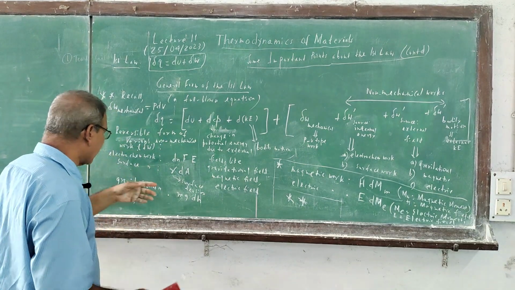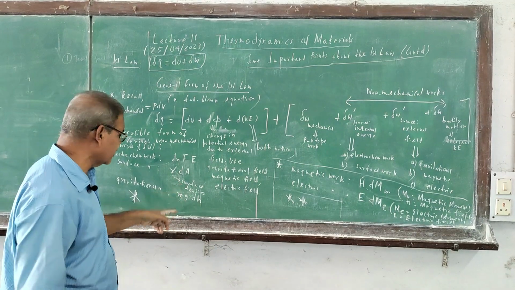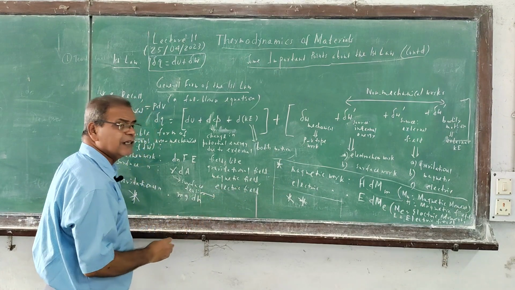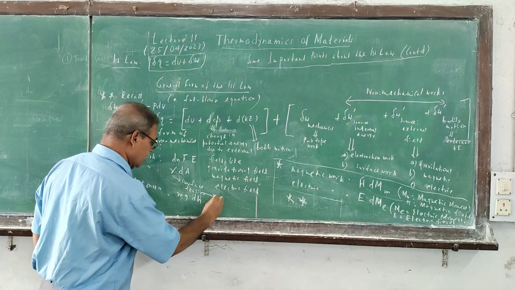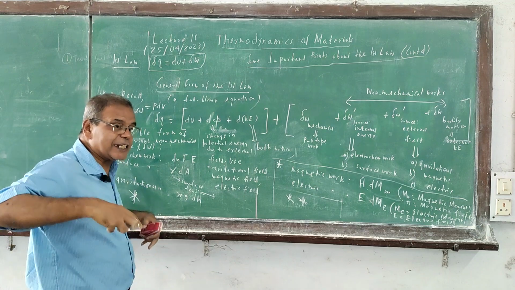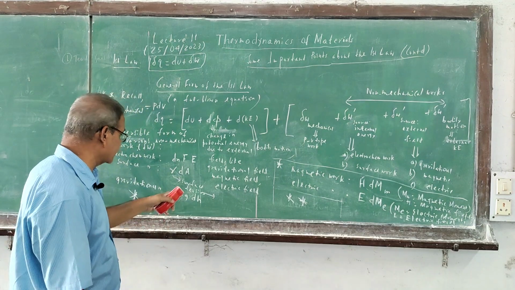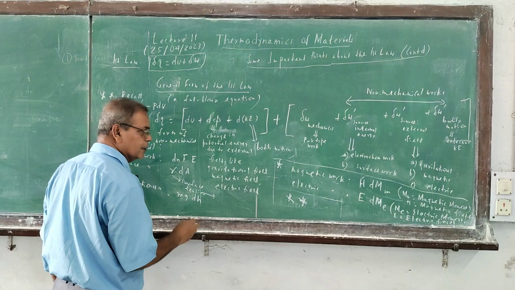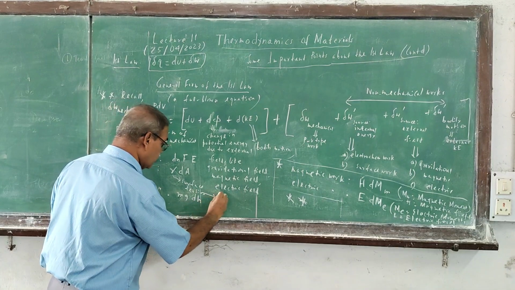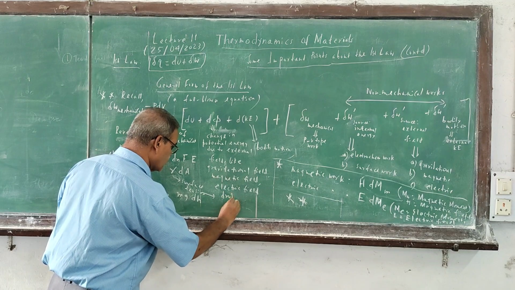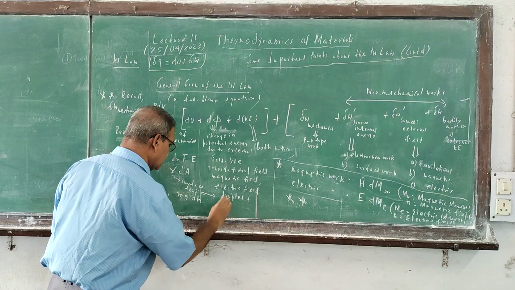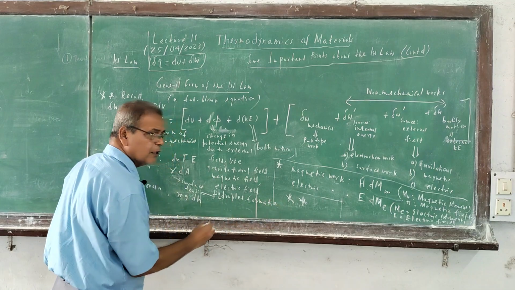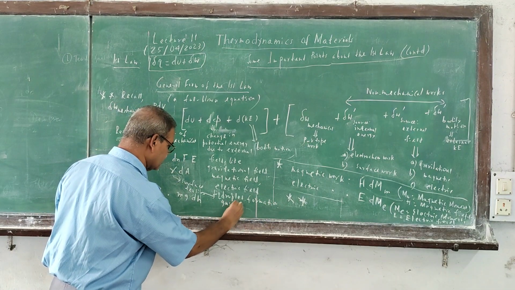Surface work is what? Where it is relevant, surface tension gamma dA may be important. This is important. Suppose droplet formation, gas bubble formation. Where surface tension increases the surface area, then surface tension and this term will be relevant. So liquid droplet formation, there you use this term, or gas bubble formation.